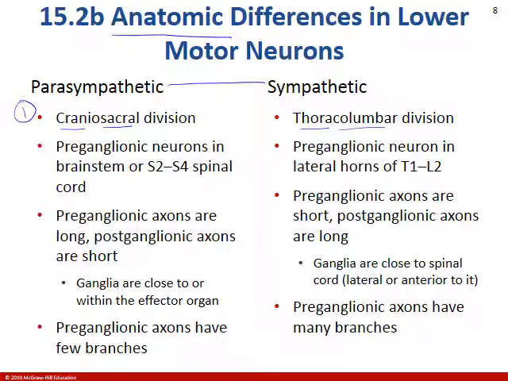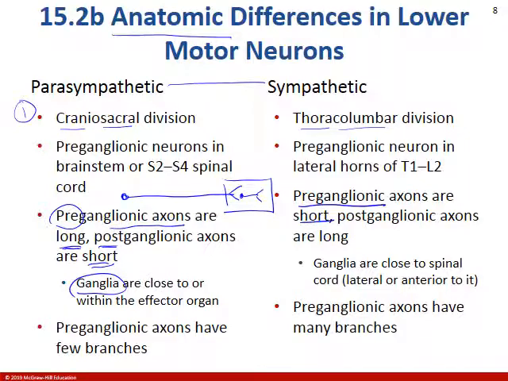In parasympathetic, we're going to see preganglionic axons that are long and posts that are short. So we have a really long pre and we have a short post. The ganglia are located in the organ or very close to the organ. With sympathetic, we have short pre's and long posts. So you have this short pre, really long post, and the ganglia are close to the spinal cord.